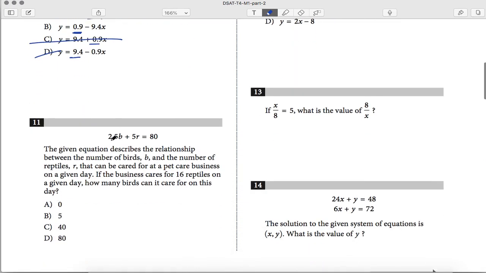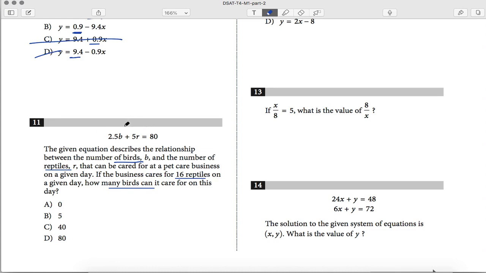Number 11. 2.5b plus 5r equals 18. The given equation describes the relationship between the number of birds b and the number of reptiles r that can be cared for at a pet care business on a given day. If the business cares for 16 reptiles on a given day, how many birds can it care for on this day?